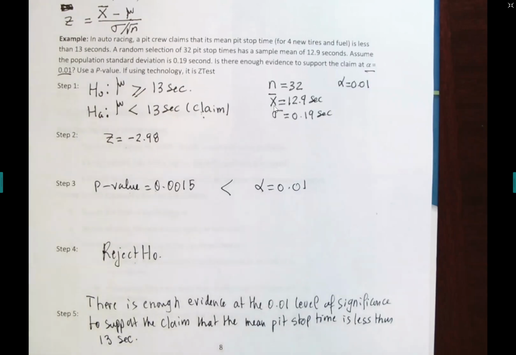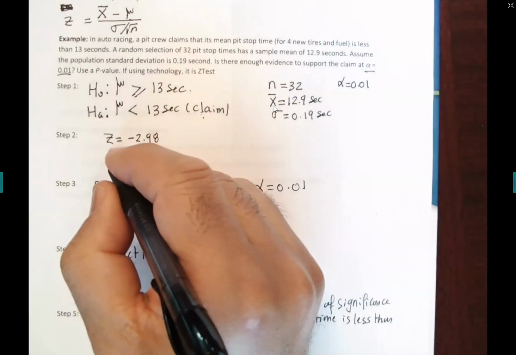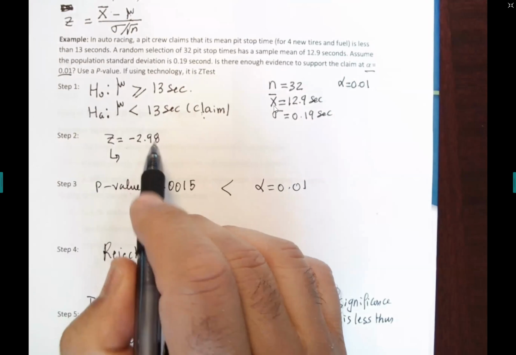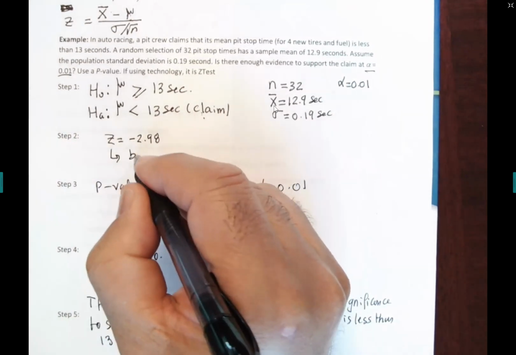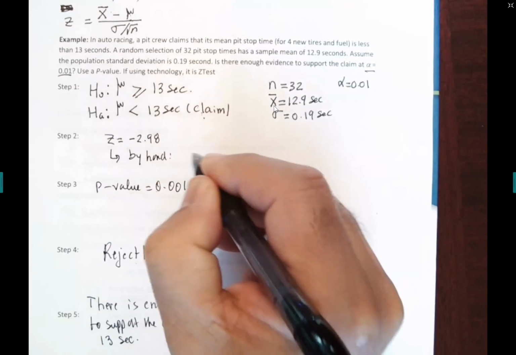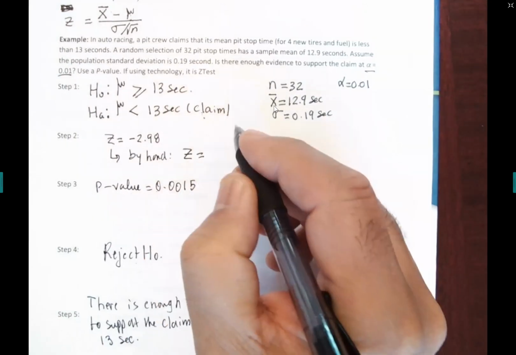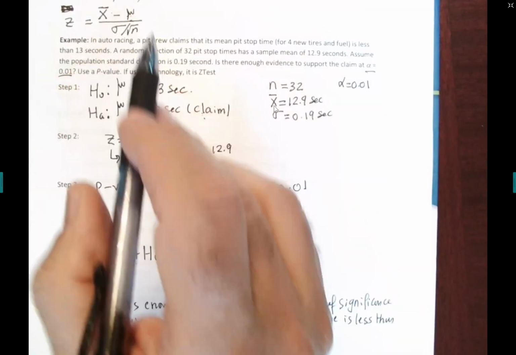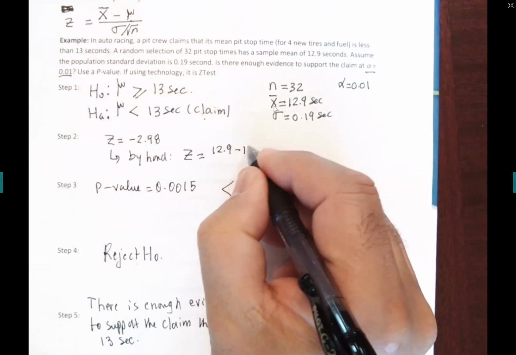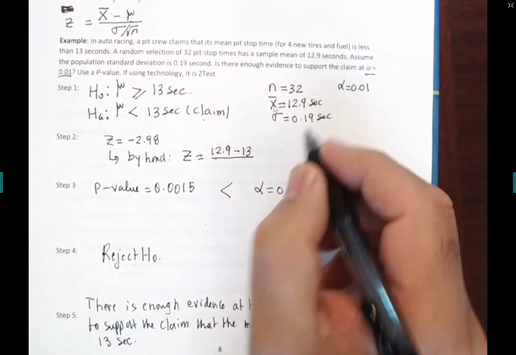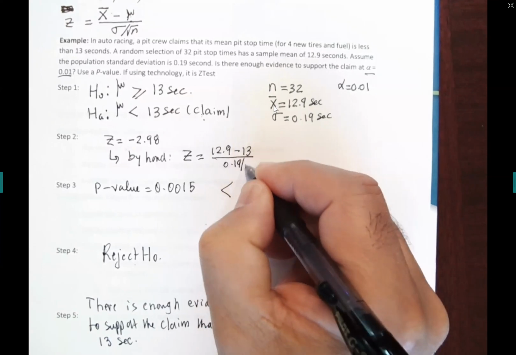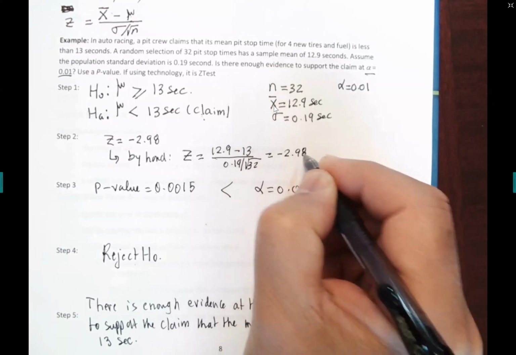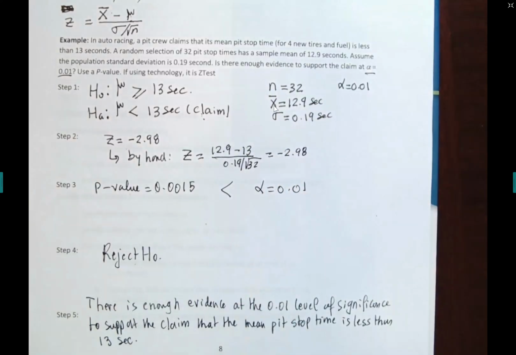Now, if I had to do this by hand, guys, I should have used this formula. And I'm going to show you, if I put the information, I should get the exact same number here. Watch. Z equals X bar, guys, is 12.9. That's the formula I'm using. Minus the mean. You pick up the value from the null hypothesis. Divided by sigma, which is 0.19 over square root of 32. Well, I'm not going to do the math, guys, but if you do it, you're going to get negative 2.98. That's what the calculator gave you.